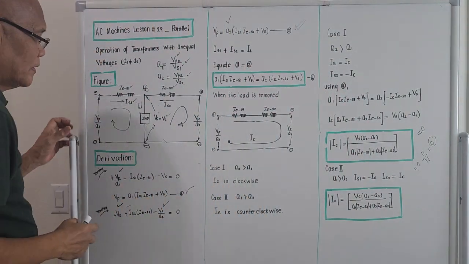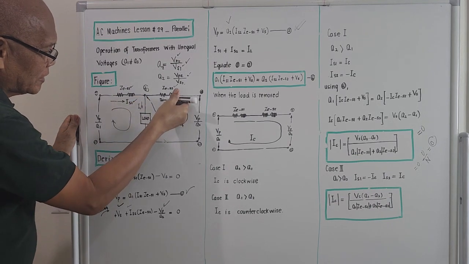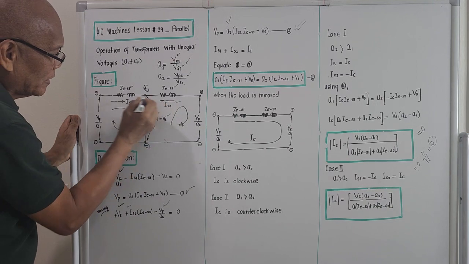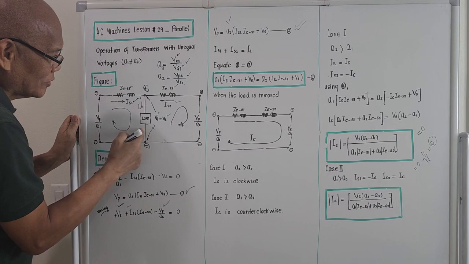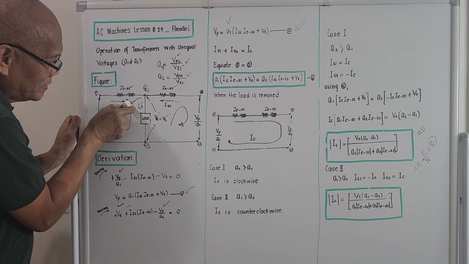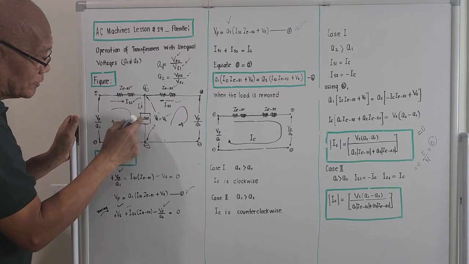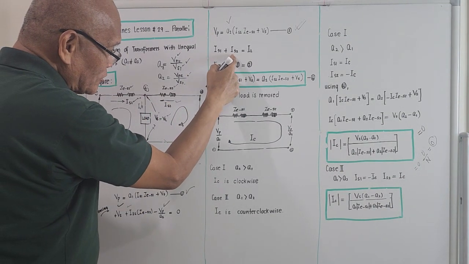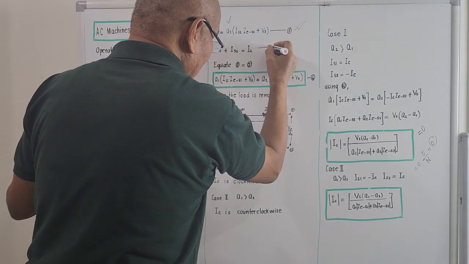What's next? Consider this junction here. The current entering this junction is IS2 and IS1. The current going out is actually the current going to the load. So meaning to say, the current coming from transformer number 1 plus the current coming from transformer number 2 should be equal to the load current. That is IS1 plus IS2 equal to IL, and we call this our equation number 3.